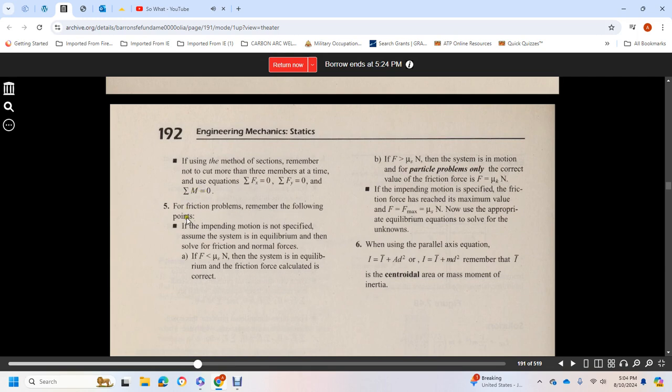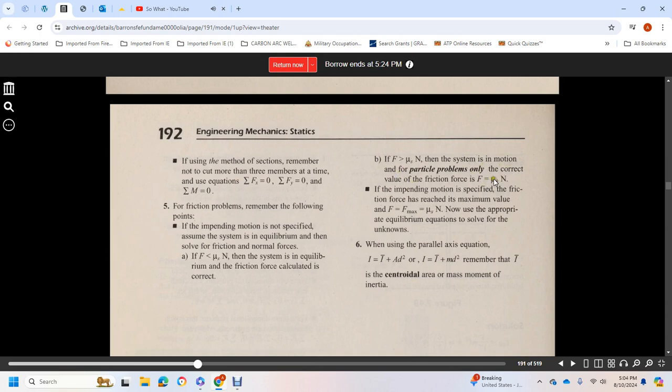For friction problems, remember the following points. If impending motion is not specified, assume the system is in equilibrium, then solve for the friction and normal force. The friction force is less than the static friction coefficient times the normal force, so the system is in equilibrium and the friction forces are calculated correctly. If the force is greater than the static friction limit, the system is in motion, and the problem will only correct the value of the friction force.